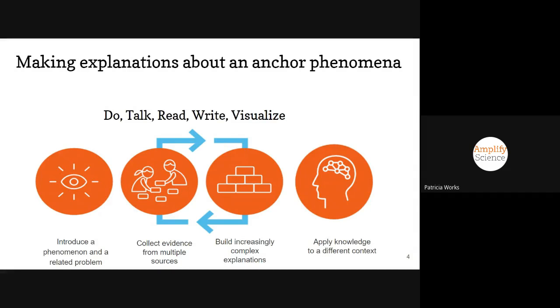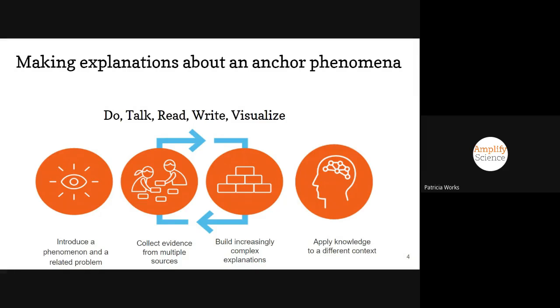All Amplify Science core units, grades 6 through 8, can be conceptualized with the following structure. At the beginning of the unit, students are introduced to a phenomenon and the related problem. The students then spend the majority of the unit collecting information from multiple sources and leveraging the multiple modalities of doing, talking, reading, writing, and visualizing. As students gather more and more information, they're able to apply what they've figured out to explain the phenomenon, and this process is iterative. So as they collect the information from multiple sources using multiple modalities, their explanations become increasingly more complex throughout the unit.